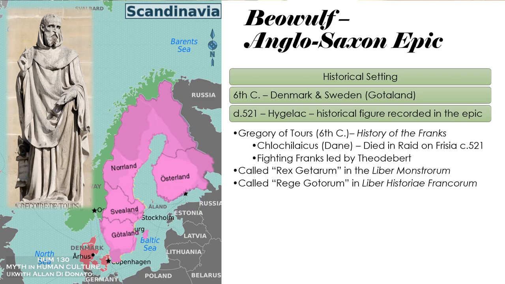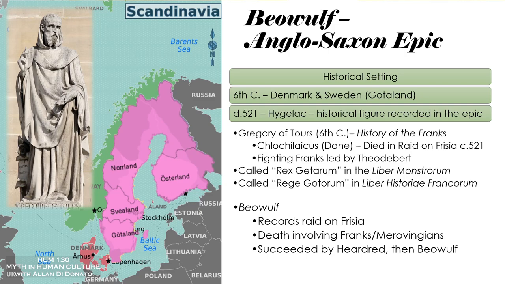He is the king who precedes Beowulf, not immediately, but he's a predecessor of Beowulf. And he's the king on the throne when the first action in the story takes place, basically the story of Grendel. All right, so that's what we know. Beowulf actually records this raid on Frisia as well. That's how we can make this identification.